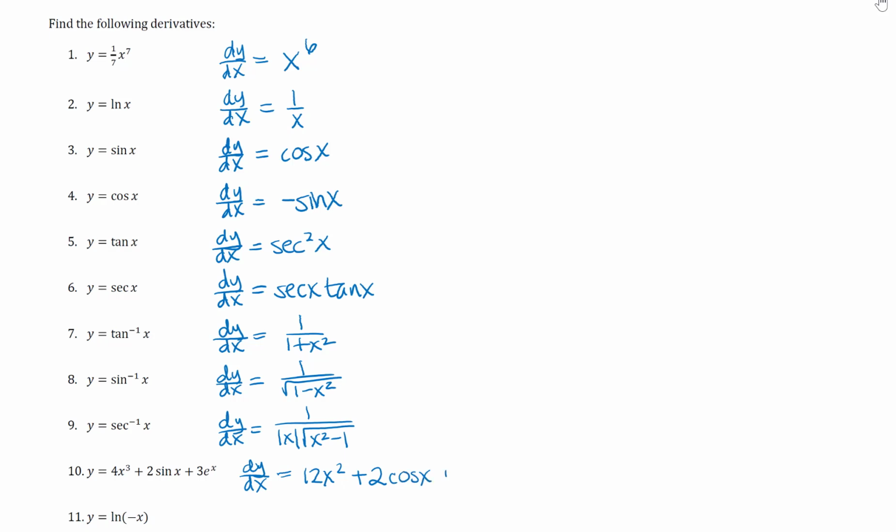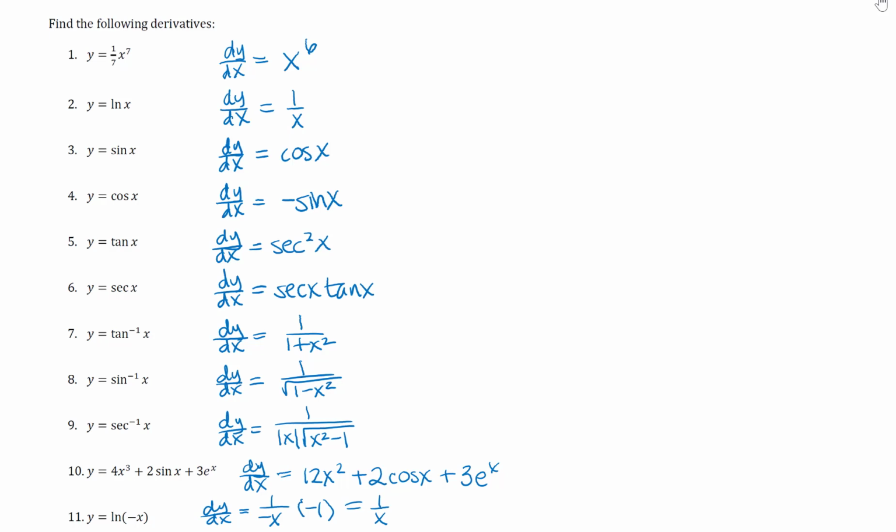And then on the last term here, the 3 will just come along, and then the derivative of e to the x is just e to the x. All right, and then this last one, there's a little chain rule here. So I have dy dx equals the derivative of the ln function is 1 over whatever's inside the ln function, and then I need to take that times the derivative of what's inside. So the derivative of negative x with respect to x is negative 1. And if I simplify that, the negatives cancel each other out, and I just end up with 1 over x. All right, so hopefully you had all those okay.